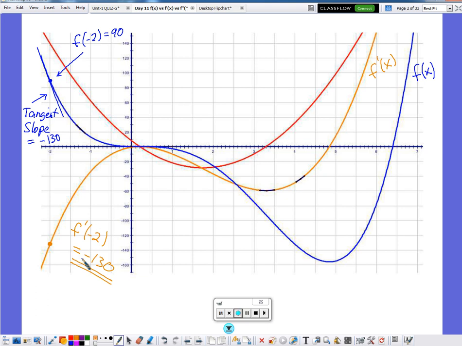Say it again. Okay, it was perfect. So if you take a tangent line of the function, it represents the same thing as one dot on the orange one. But if you took a tangent line on the orange line, what does that mean?